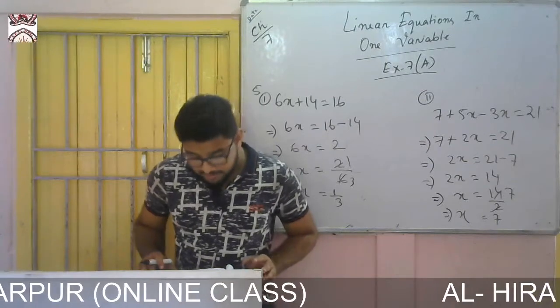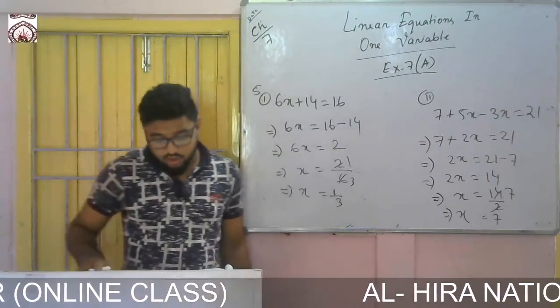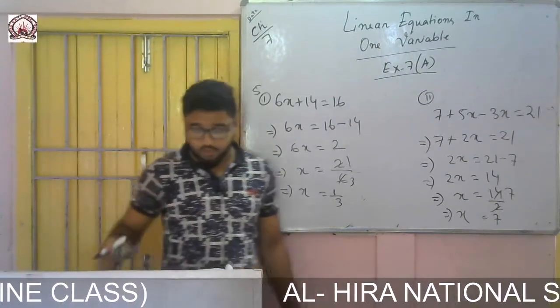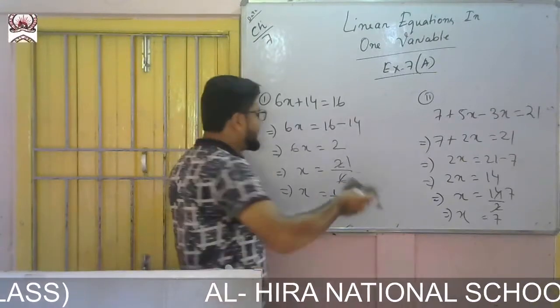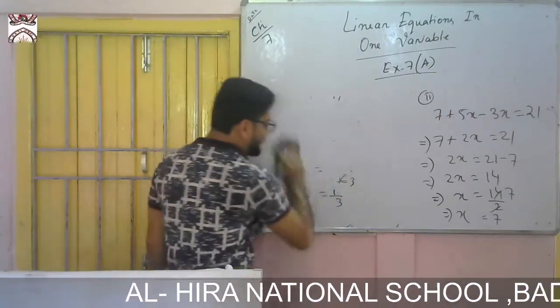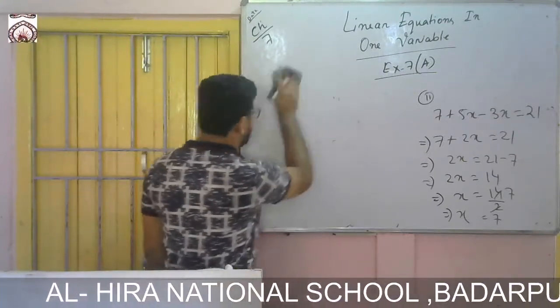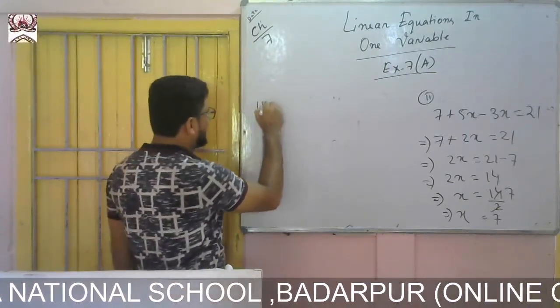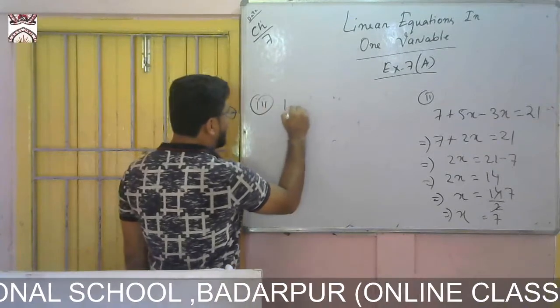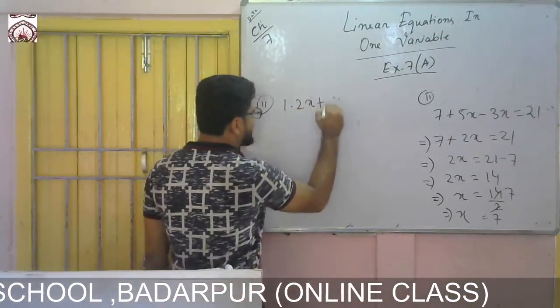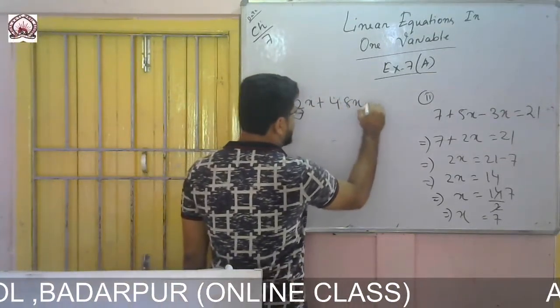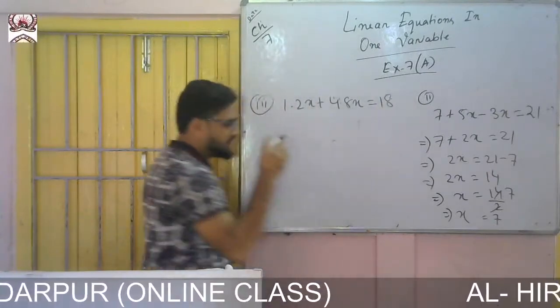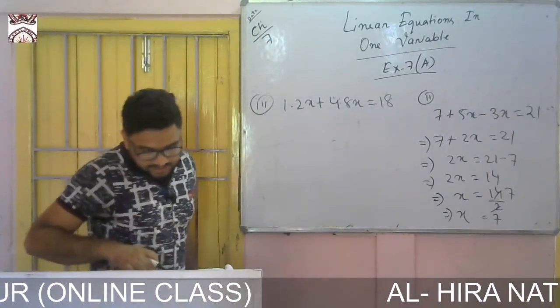Now come to question number 3. 1.2x plus 4.8x equals 18.